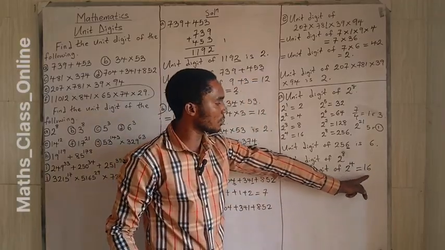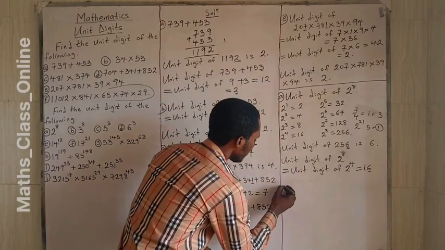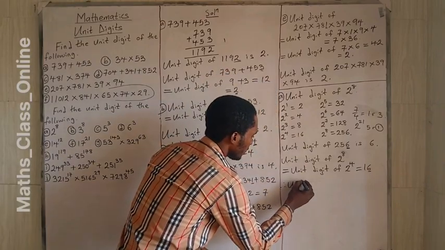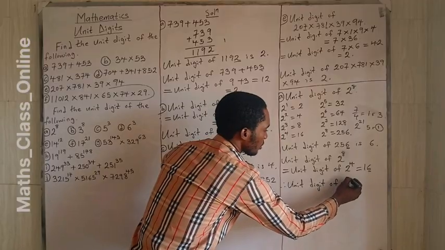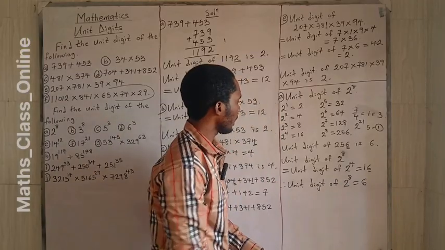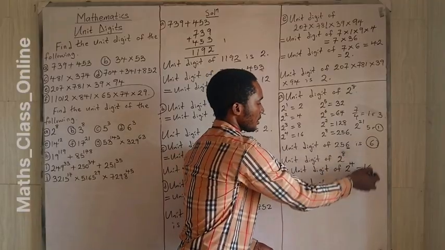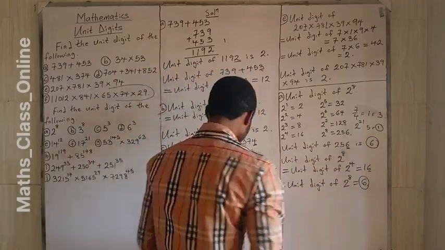What is the unit digit of 16? That is 6. This implies that the unit digit of 2 raised to the power of 8 is 6. And what do we get here? 6. We have the same to be 6. Next example.